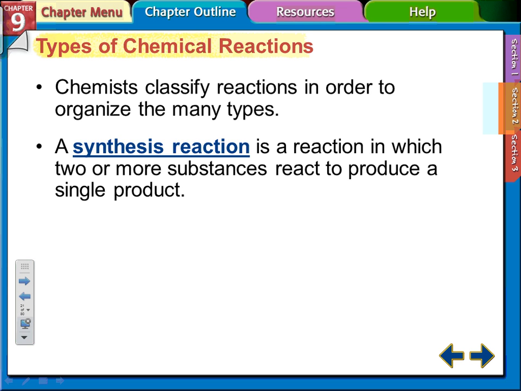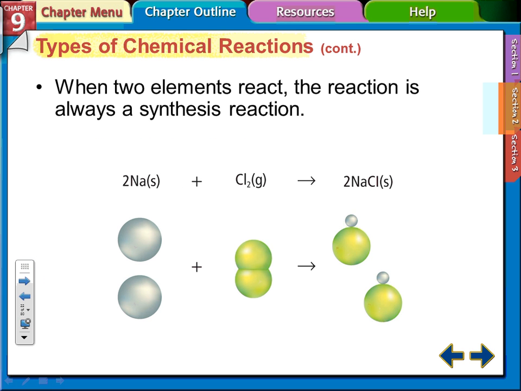First one is the basic one, a synthesis reaction. Two or more substances react to produce a single product. So they have this example here. When two or more elements react, the reaction is always a synthesis reaction. You have sodium and chlorine reacting to form salt, sodium chloride.